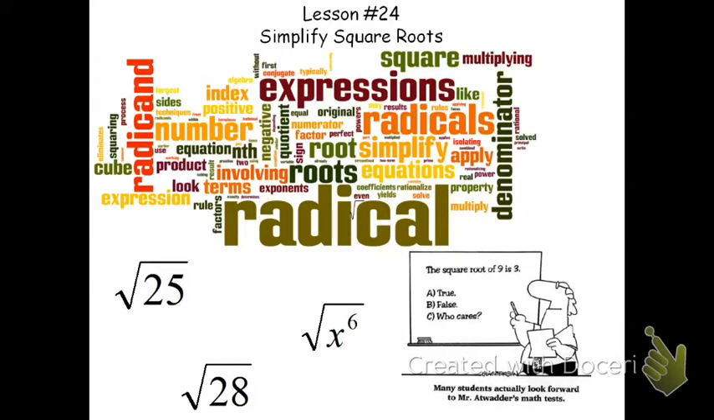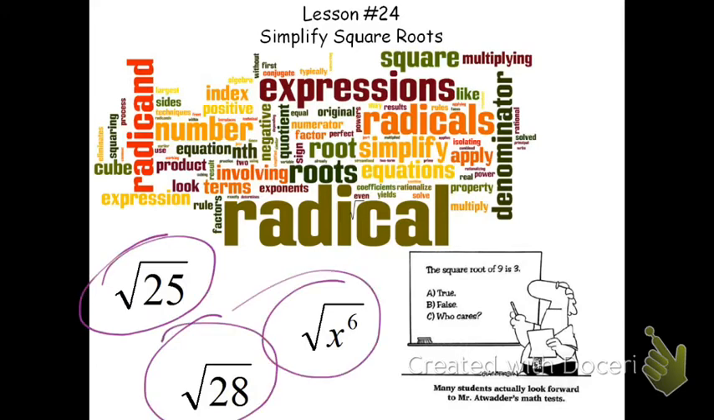EACC Math Lesson number 24, Simplifying the Square Roots. Down here we have several square roots showing. Some of them are nice and easy to work with. The square root of 25 is 5. The square root of x to the 6th is x to the 3rd. The square root of 28, not so obvious. So today we're going to learn how to deal with those.